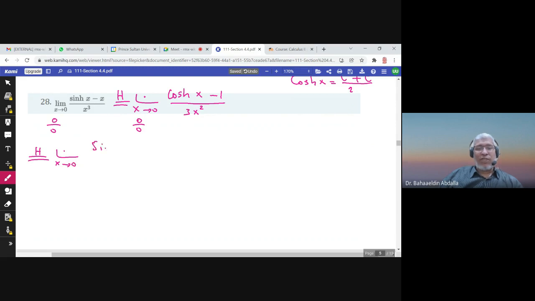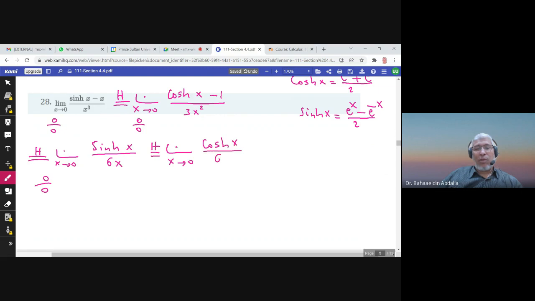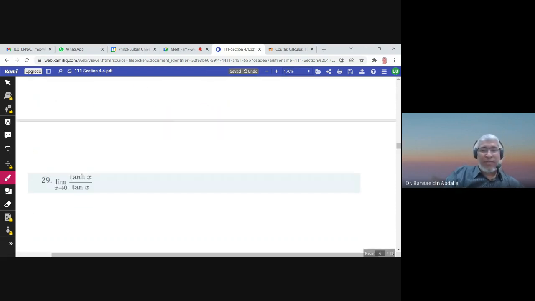I use again L'Hopital's rule. Derivative of cosh is sinh. This is 6x. Sinh x by definition, e to the power x minus e to the power negative x over 2. Sinh 0 would be 1 minus 1, 0. I have 0 over 0. Again, I use L'Hopital's rule. Cosh 0 is 1. So the answer is 1/6.